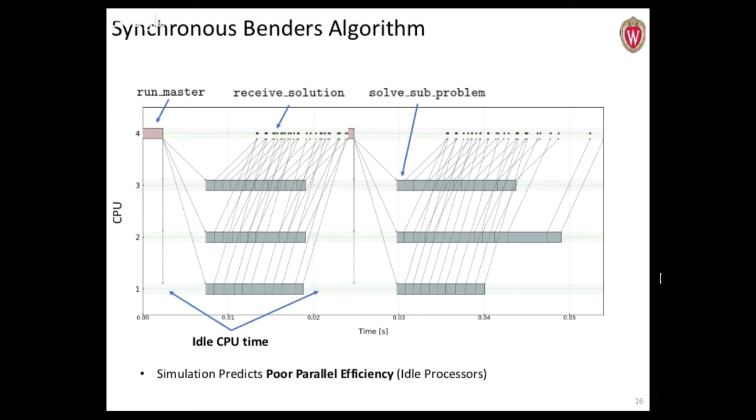What we got from the synchronous simulation is something we might expect, which is that we get a poor parallel efficiency. Because what we're seeing here is that the master problem is waiting for all of the subproblems to complete before it re-executes. And so that's what all of these empty spaces are in this trace.